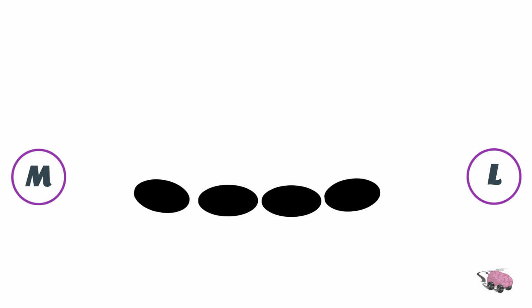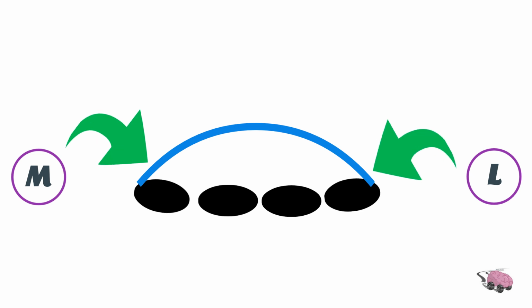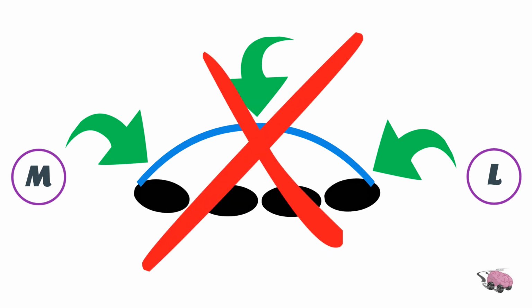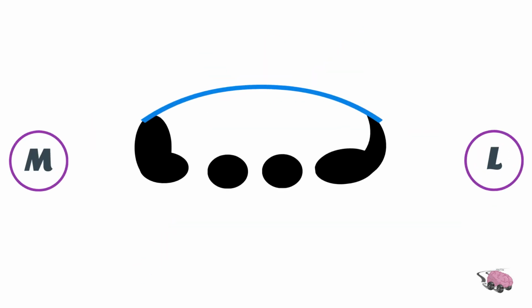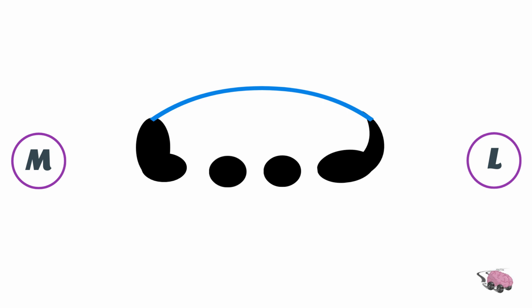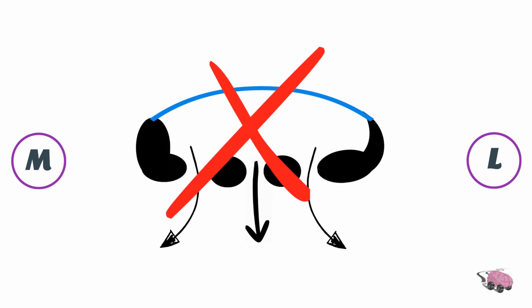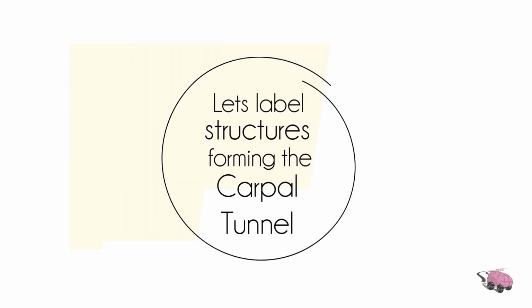In some drawings, this concept is used, in which the carpal bones only form the floor. The medial wall, lateral wall, and the roof is made up of the flexor retinaculum. This one is wrong. This diagram is also wrong because there are gaps in between the carpal bones. Even though there aren't any connections, they are still located side by side. Be familiar with these. Now, let's label the structures forming the carpal tunnel.